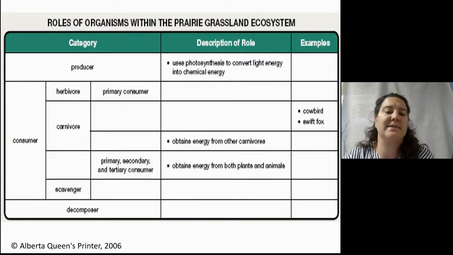So when we look at a prairie grassland ecosystem, we can see the category of producer uses photosynthesis to convert light energy into chemical energy. Then we have herbivores that are primary consumers, carnivores, secondary and tertiary consumers that obtain energy from plants and animals, and then scavengers and decomposers.